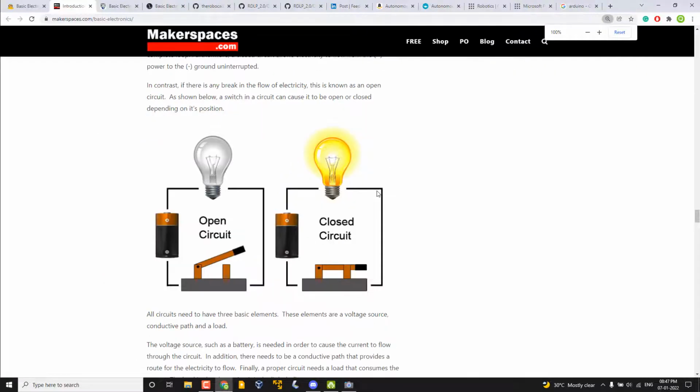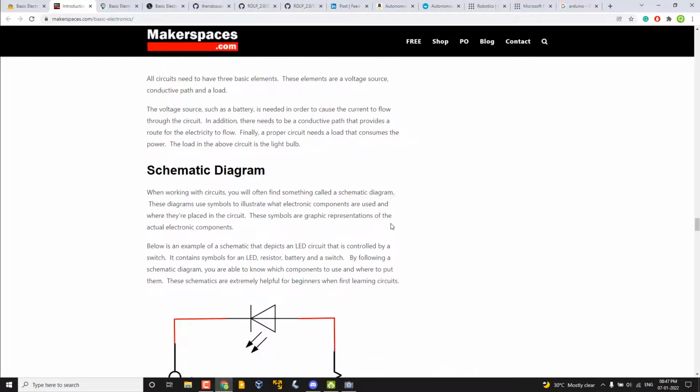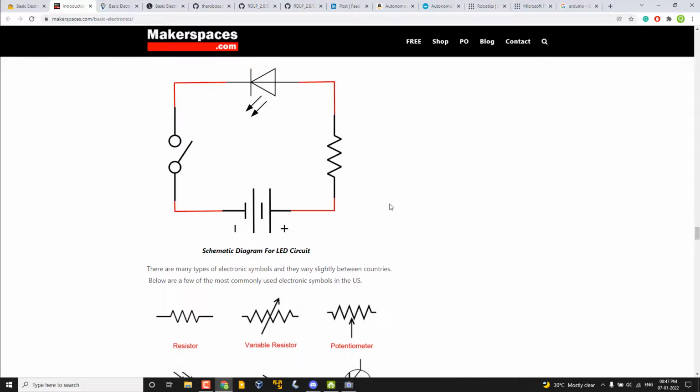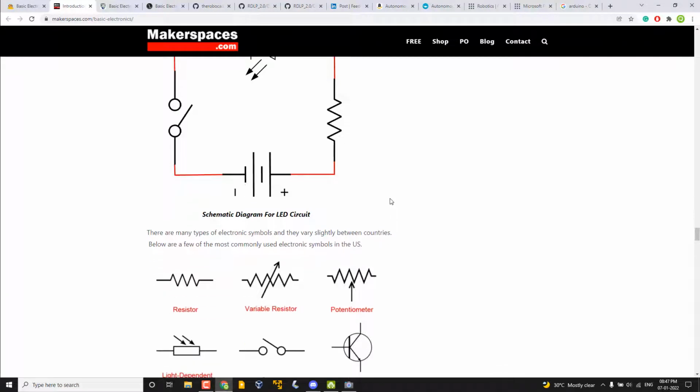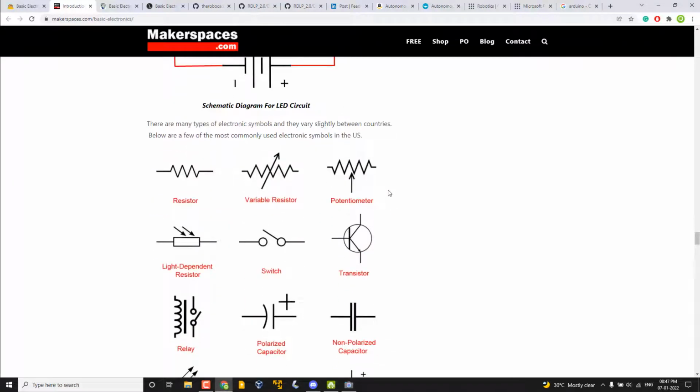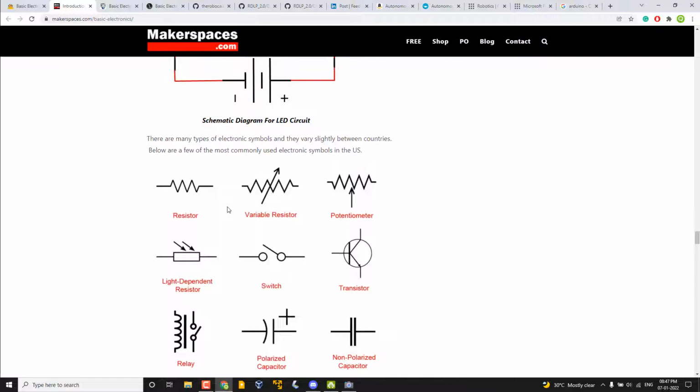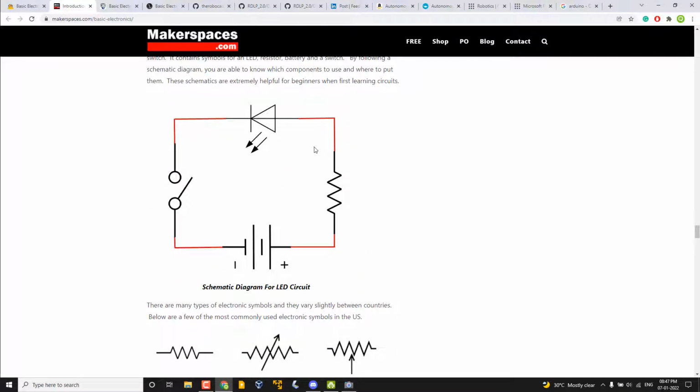If you have any question, let me know. These all are very basic stuff, but if you don't know about it, you can just ask me now. You can ask questions. These all are the symbols of various components. A circuit is this, you can draw a circuit like this. This is called the schematic diagram of a circuit.